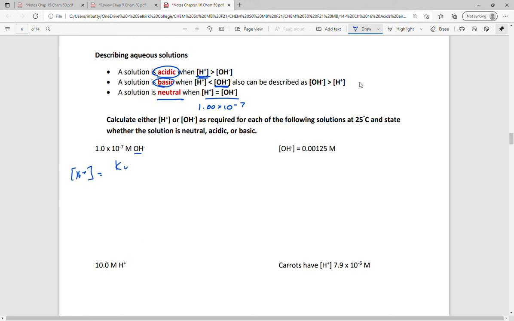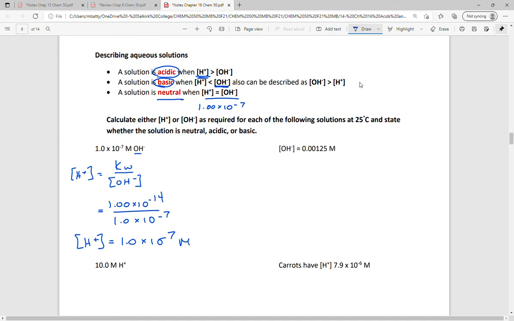And so it'd always be Kw divided by the one that you know. Kw is always 1.00 times 10 to the negative 14. Always 4's turn into 9's with this drawing tablet. And then OH is 1.0 times 10 to the negative 7. So I get that hydrogen concentration is 1.0 times 10 to the negative 7 moles per liter.